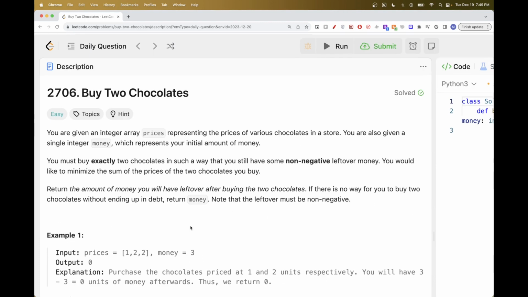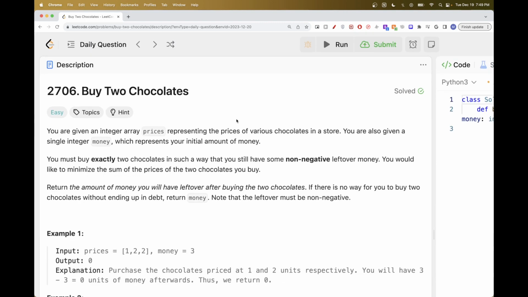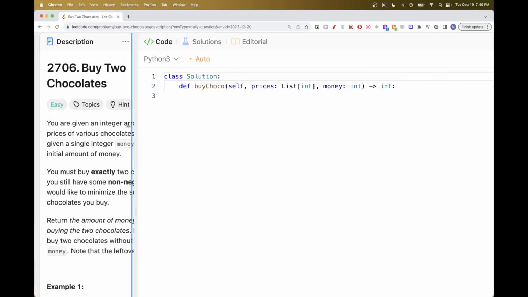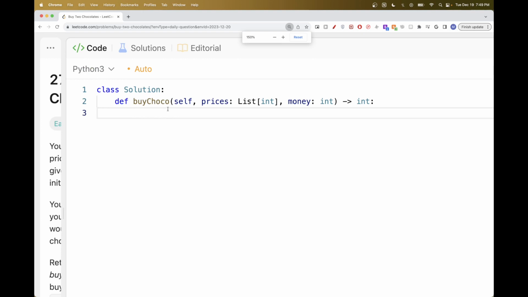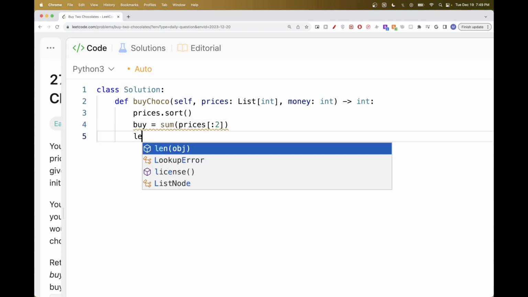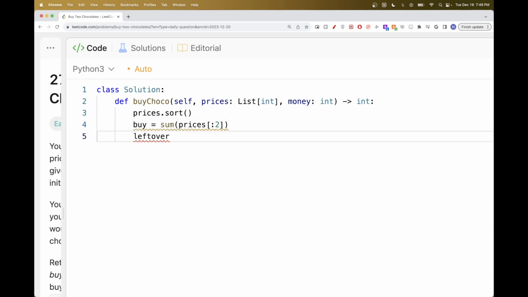Pretty straightforward. The easiest way, of course, to solve this is to just sort, take the 2 smallest ones and then see how much you have left, right? So let's do that. So that would be the easiest solution here, is to just take prices, sort them out, and then take the sum of the 2 first smallest ones. So in Python we can do it like this. And so this would be what we buy, and then the leftover would be just the money we have minus what we need to buy.